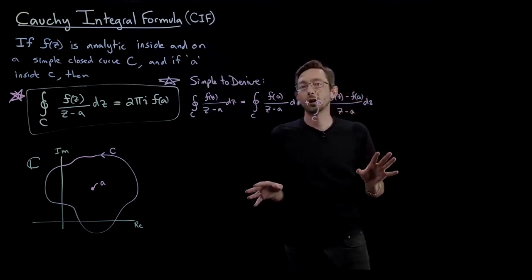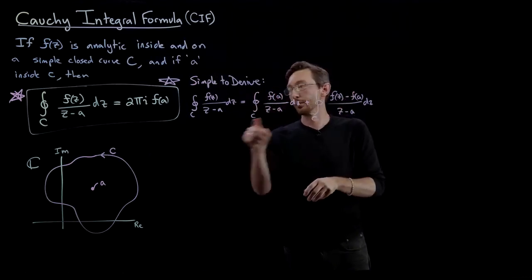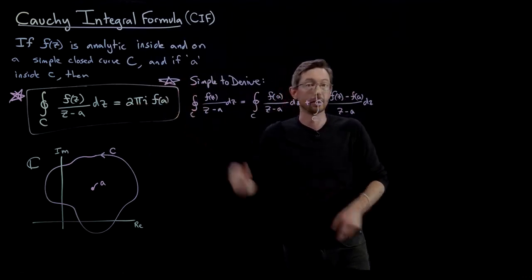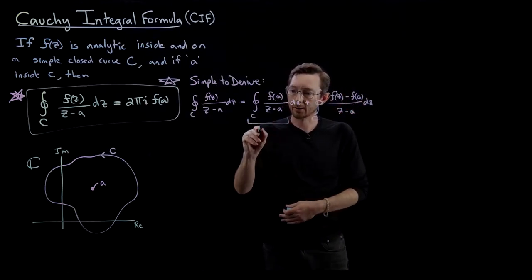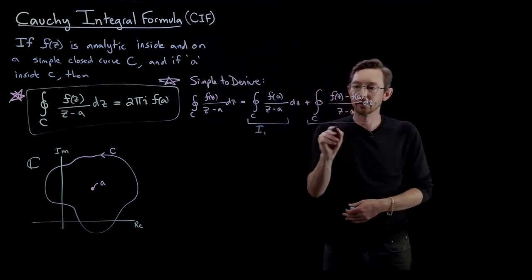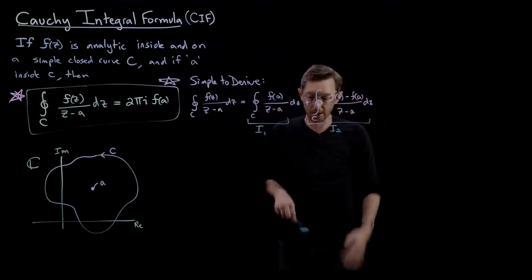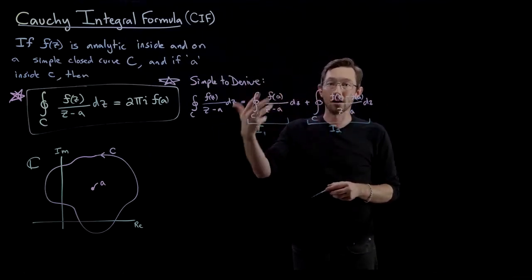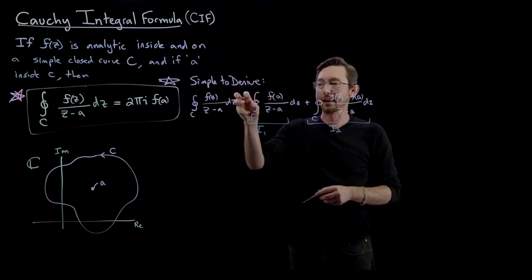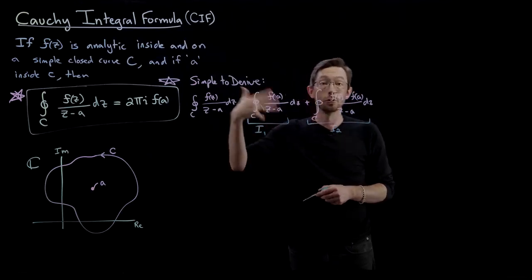But what we're going to be able to show is that this function adds up to 0, and this, of course, is equal to 2 pi I f of a. So we're going to call this integral integral 1, and we're going to call this integral integral 2. And I'm going to solve each of them separately. This one's trivial because f of a is a constant. And so I can move that constant outside of the integral, and the integral of 1 over z minus a over a closed loop containing a is 2 pi I.